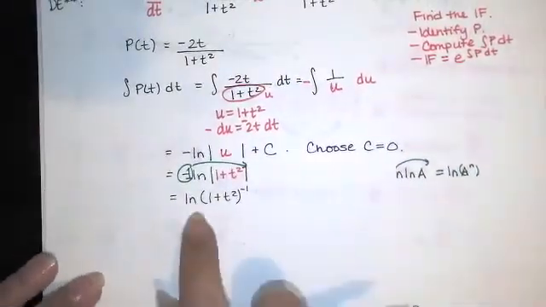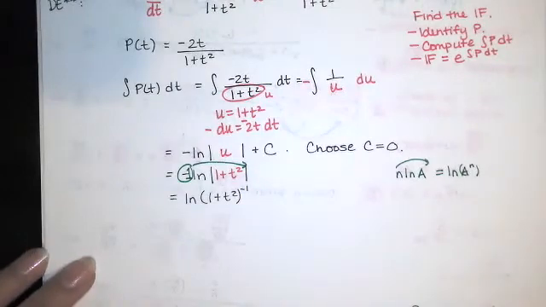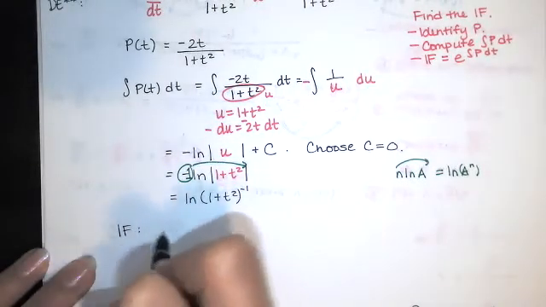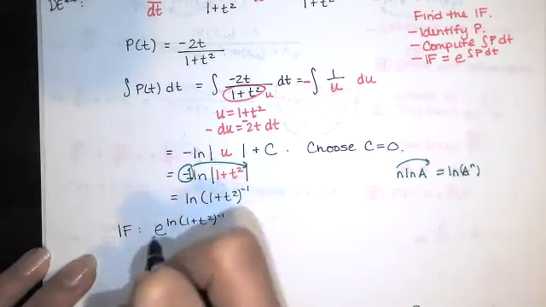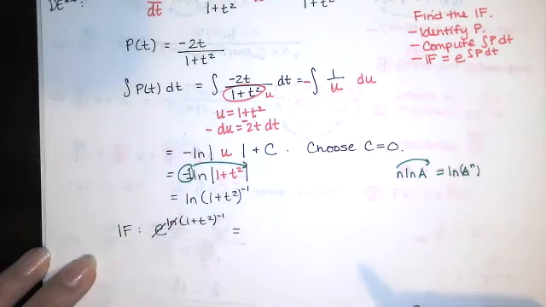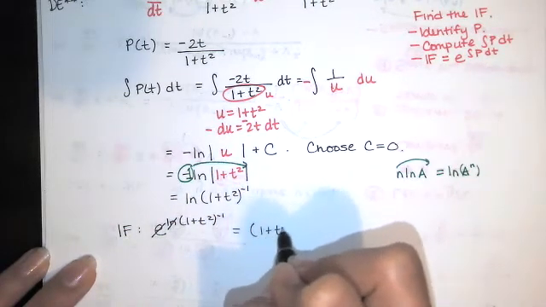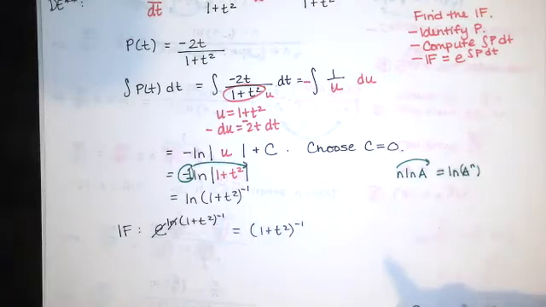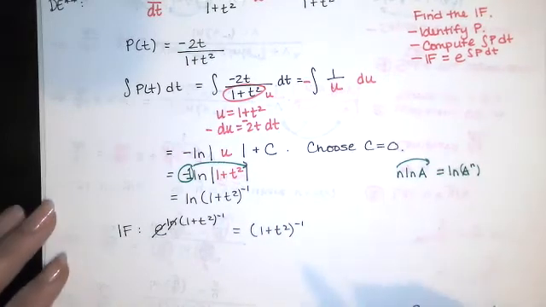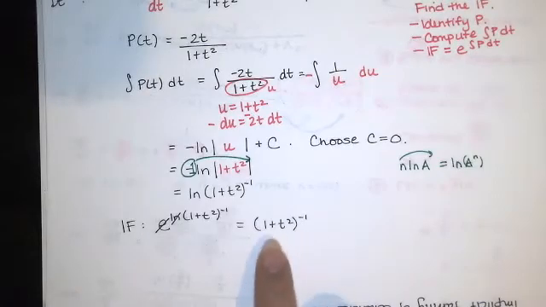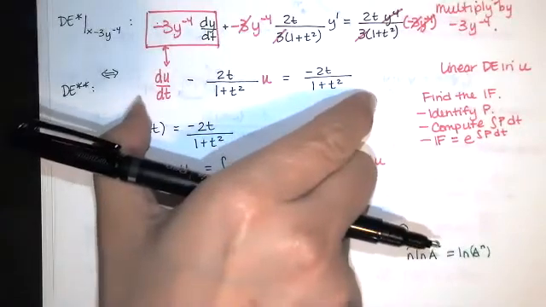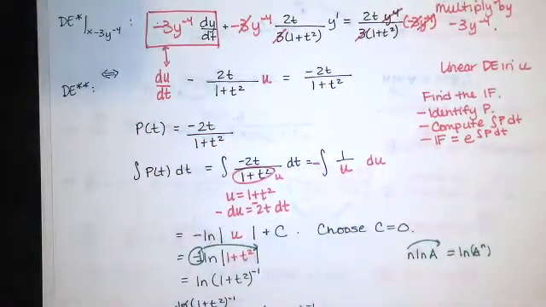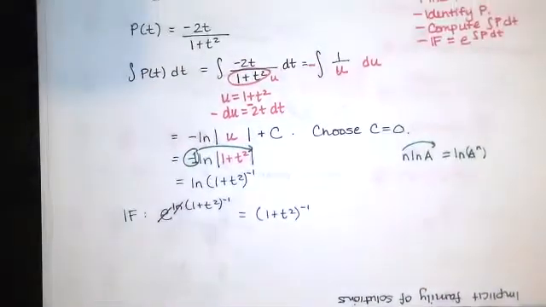And the integrating factor is e to that power. And e and the logarithm undo each other because they're inverse functions. And now you've got 1 plus t squared to the negative 1 there. So we did all of that to find the integrating factor. We want to take the differential equation in this form, standard form for a linear dE in u, and we want to multiply everything by this 1 plus t squared to the negative 1 power.